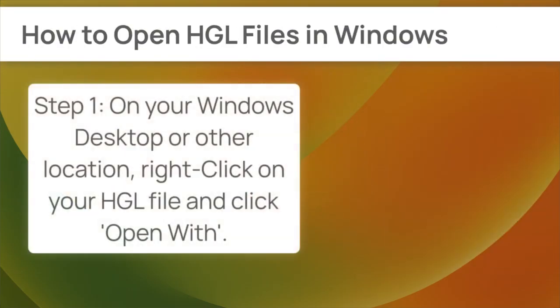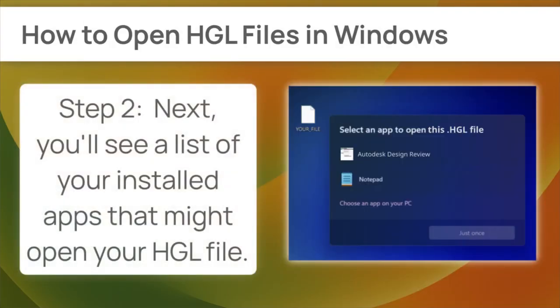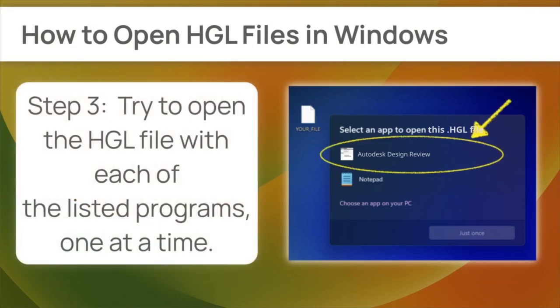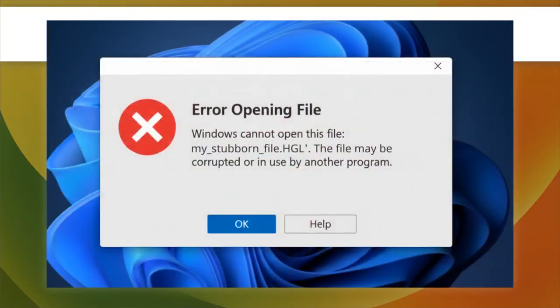We are testing every application for file recognition. Right-click your HGL file and choose Open With. Test Autodesk Design Review first. If it fails, select another application. The right reader is in there somewhere. If the HGL file is still giving you trouble, relax.